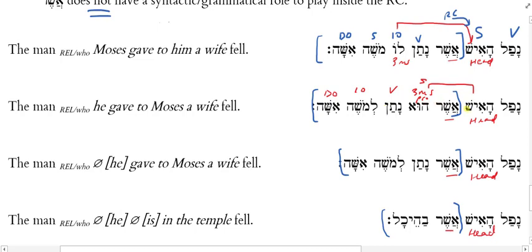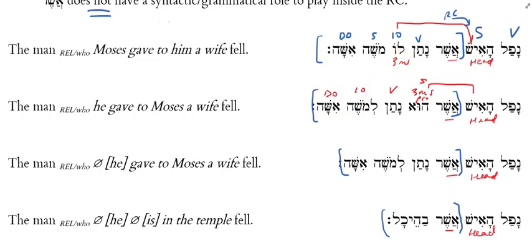So notice that in both of these, asher has no syntactic role. Asher is not the subject or the object or the indirect object. Asher is just a relative word introducing a relative clause. What the resumptive pronoun is, here, it's explicit in both of these and it has some role. Here, it's the subject of the main verb. So the man who fell is also the man who did the giving in the second sentence. The man is the one who gave to Moses a wife. In this one, Moses gave the man who fell a wife.